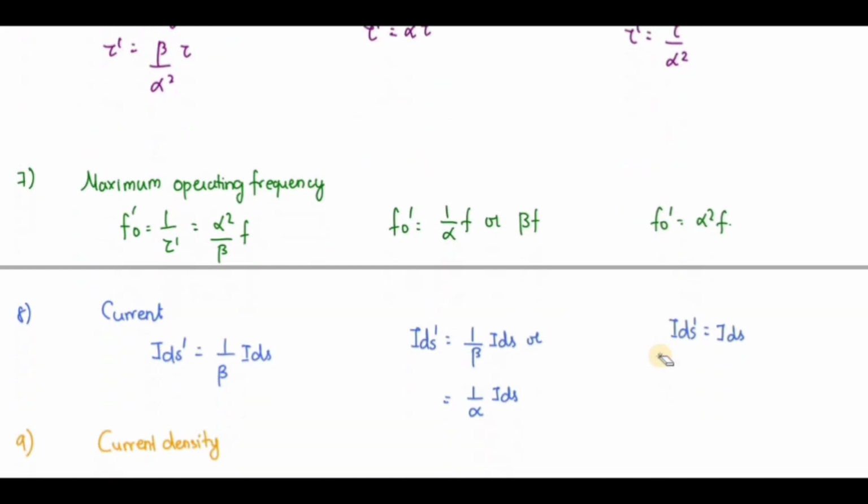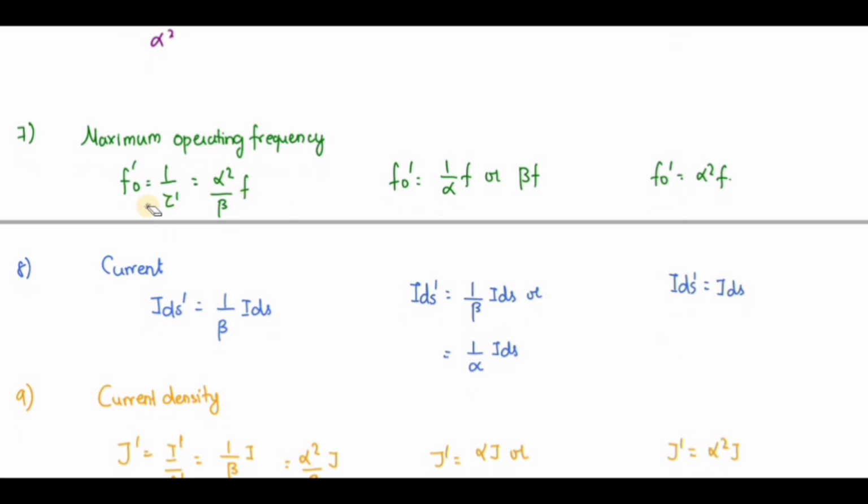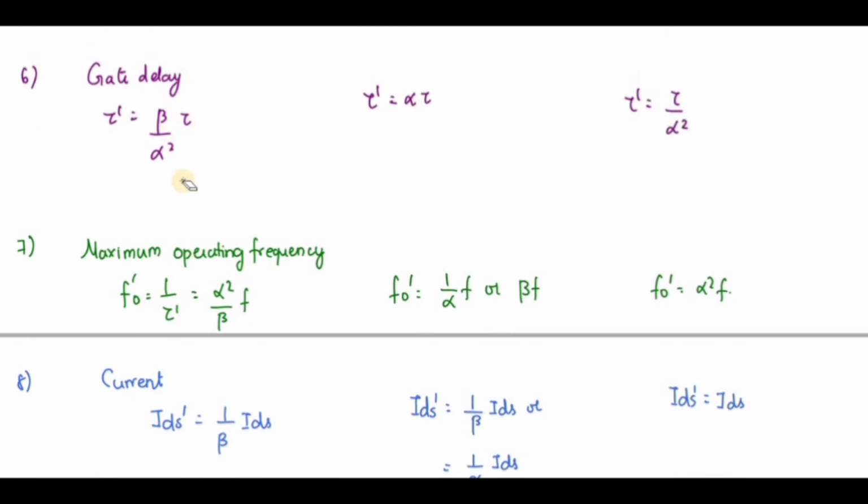So next, maximum operating frequency. f naught bar is equal to 1 divided by tau bar, so that is the inverse of this one. Alpha square divided by beta into f. If I substitute alpha instead of beta, I will get alpha into f. If I substitute 1, I will get alpha square into f for constant voltage scaling.